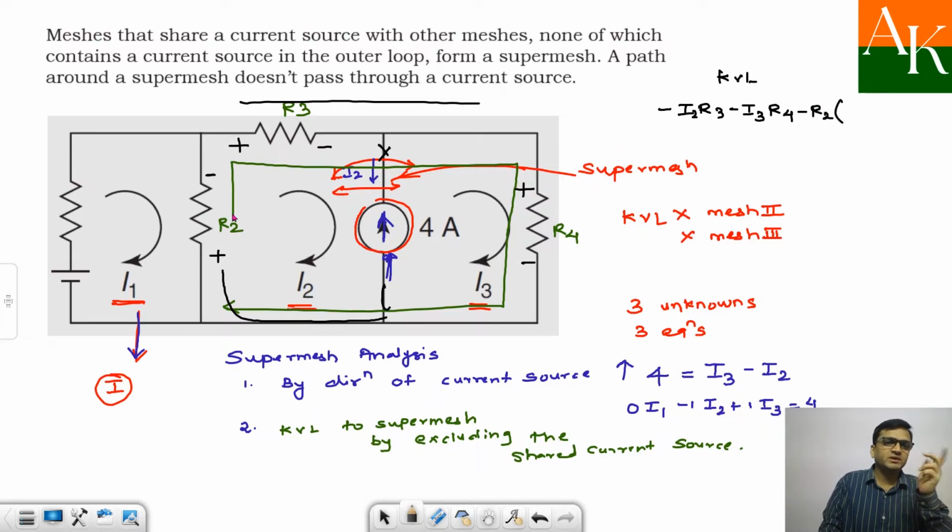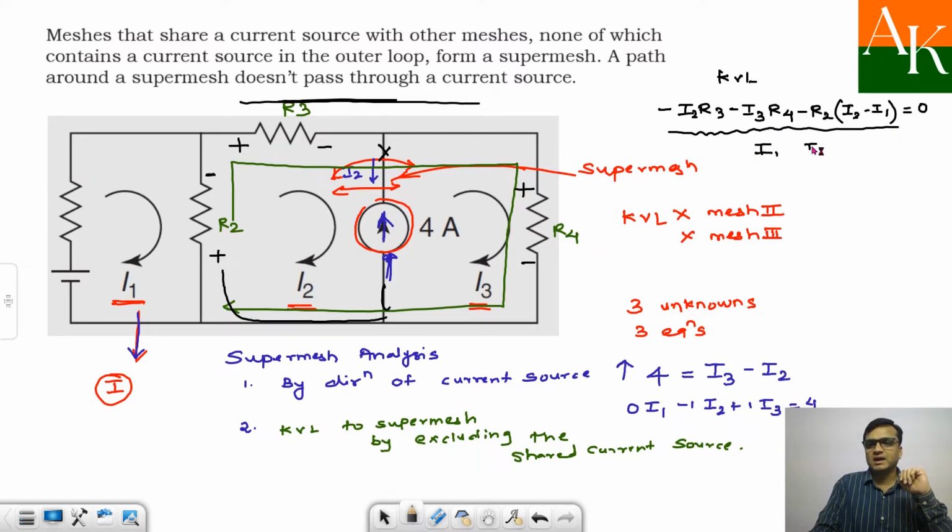Now R2 is shared between these two, and you are traveling this supermesh in a clockwise manner. Through R2 you are going up, so minus R2, and the net upward current is I2 minus I1, and you have completed this loop, so it is equal to 0. If you solve this, you will get another equation in terms of I1, I2 and I3. So this is how you obtain three equations if there are three meshes and a supermesh is there.